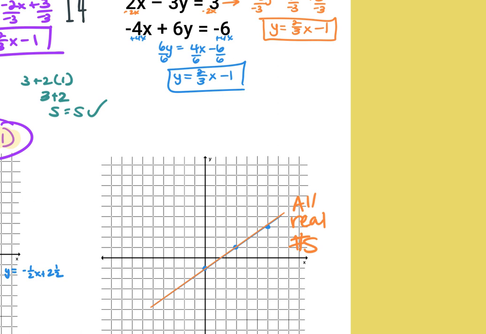So if it says graph and solve, then you want to include the graph. If it was just a solve question, then you don't need it. Yeah.